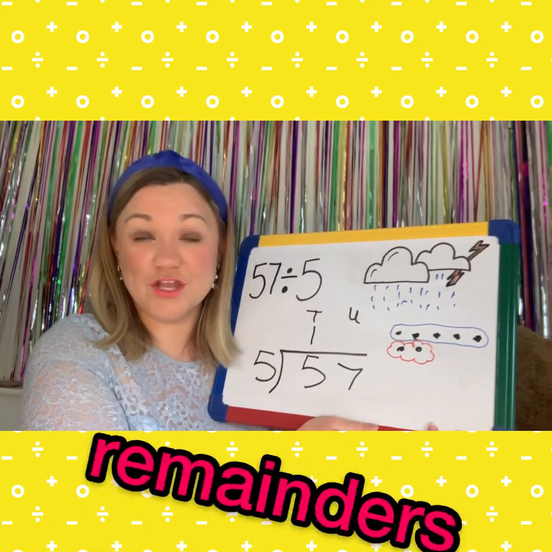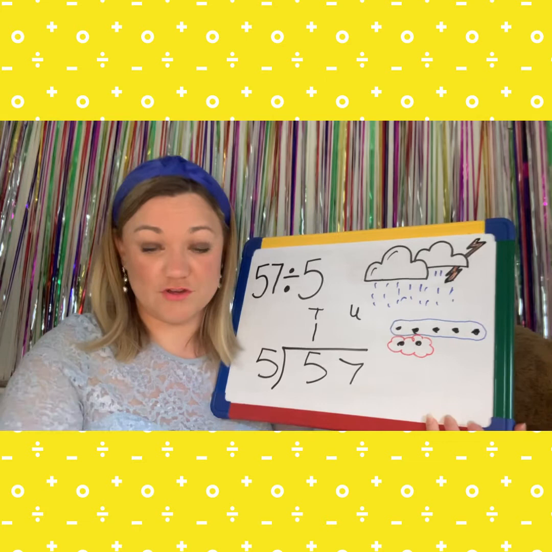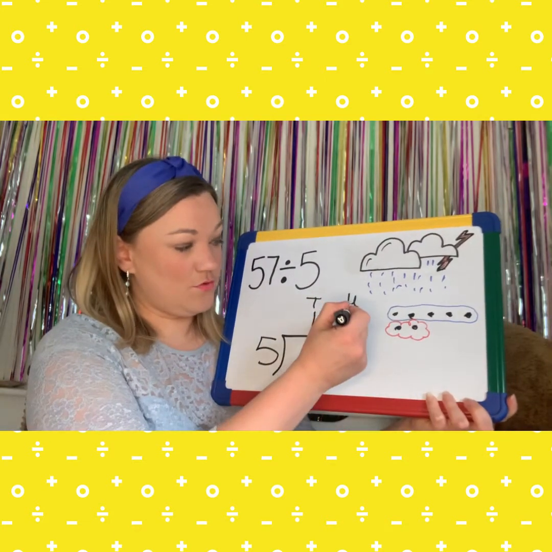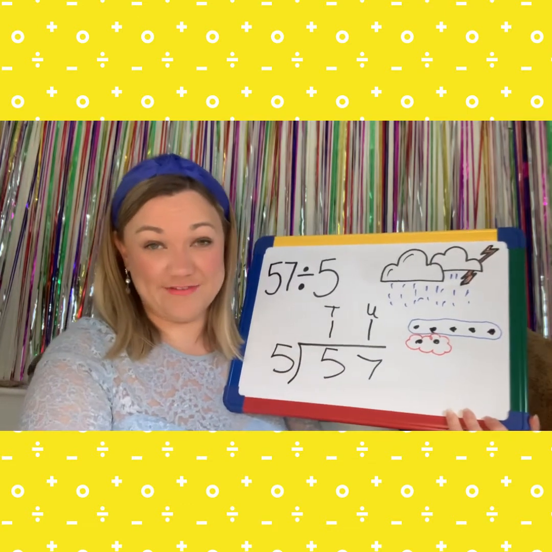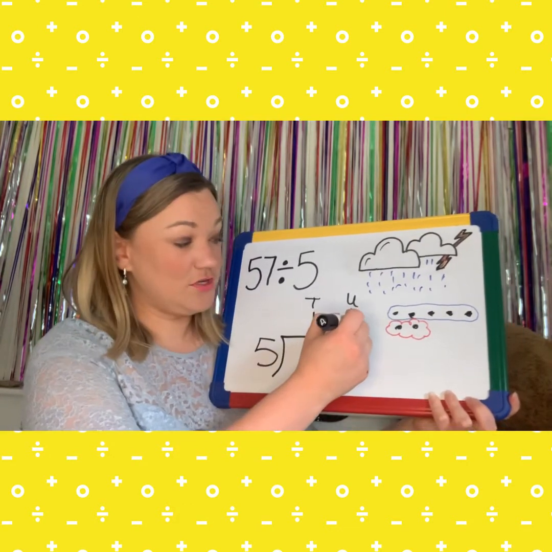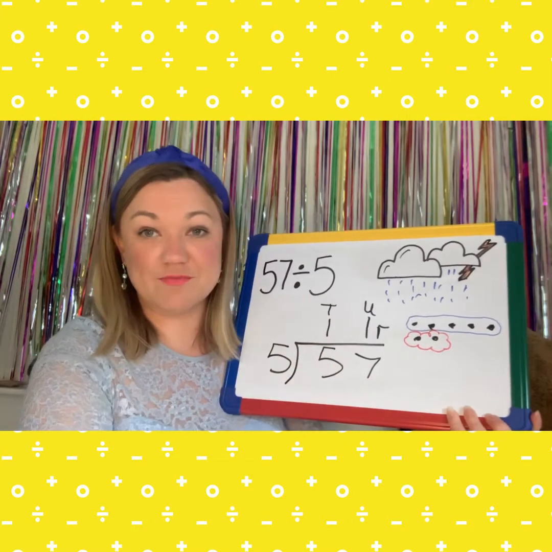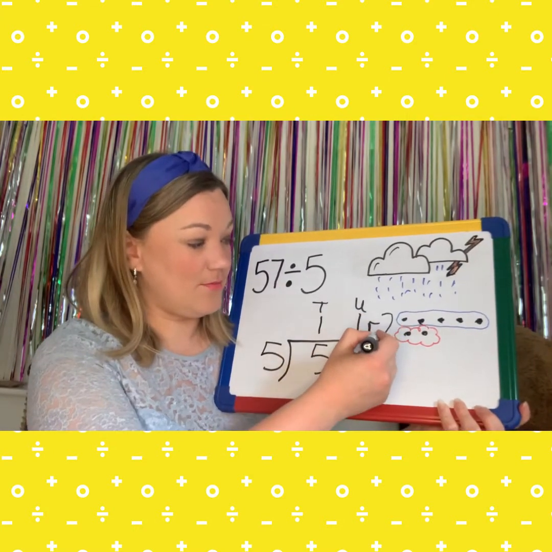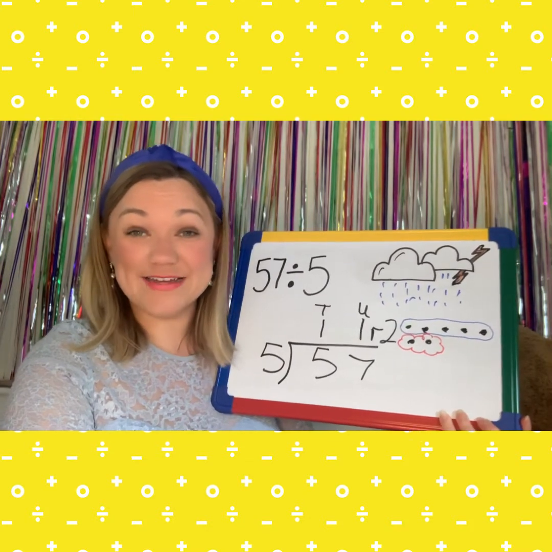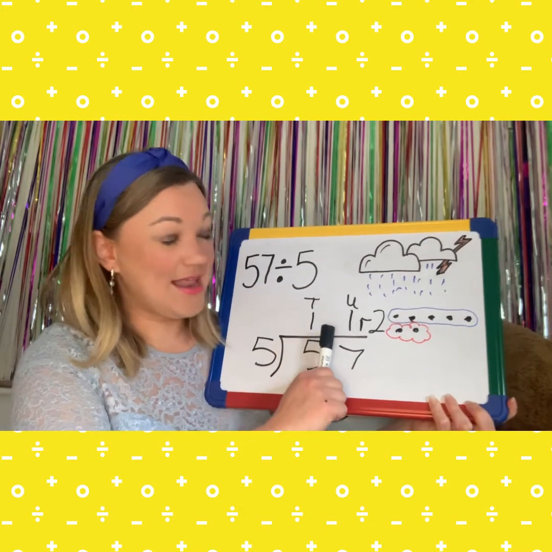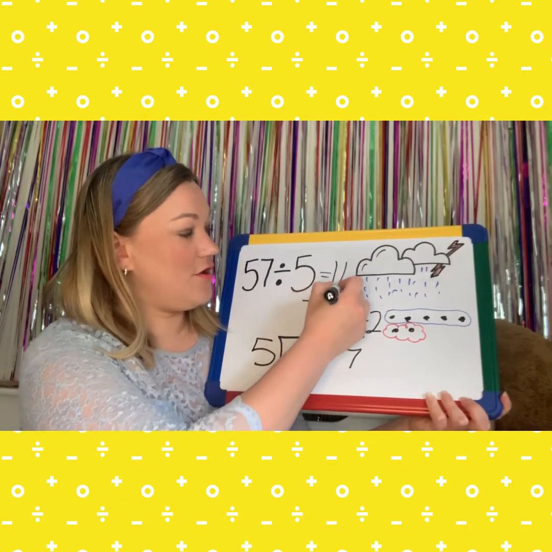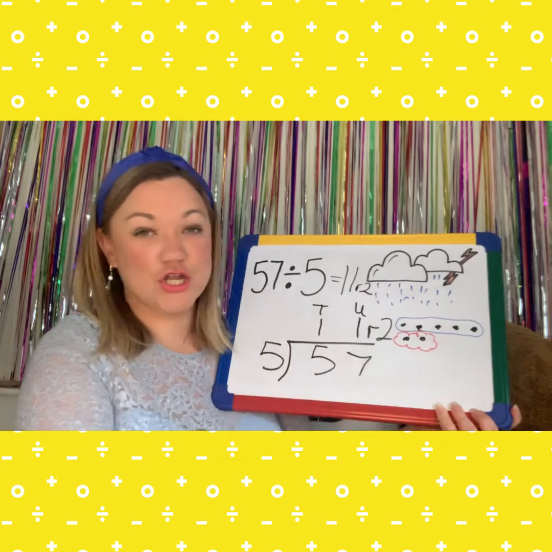And there's a way that we can use these in our bus stop or short division method. How many 5s are there in 7? There's 1. 1 5 is 5. And then there are 2 left over, remainder 2. So what we do is we do a little r, which means remainder, and then we write the number 2. So 57 divided by 5 is 11 remainder 2.